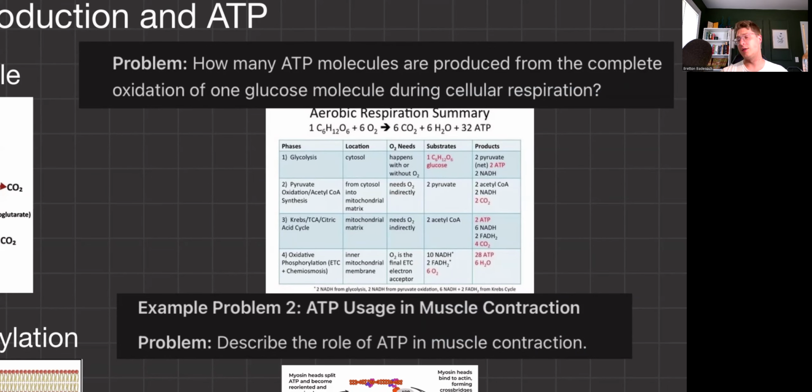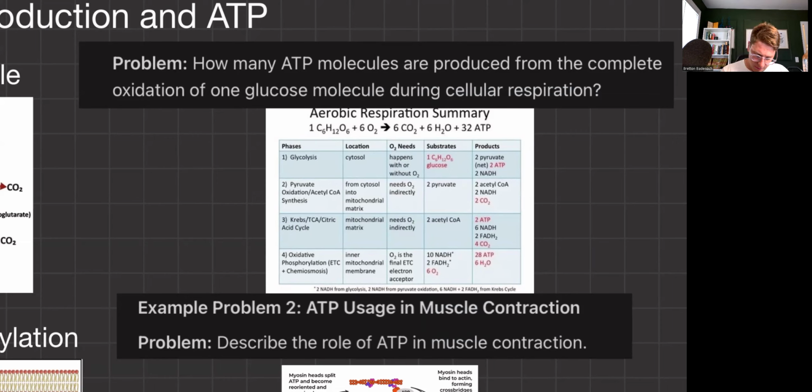Boom. And here's where things are kind of complicated because people are always reporting a range, anywhere from 32 to 38 ATP molecules, depending on how you want to calculate it. And depending on how your biochemistry professor taught it, you'll get a number in that range. But don't worry, the MCAT accounts for that and you will be okay.